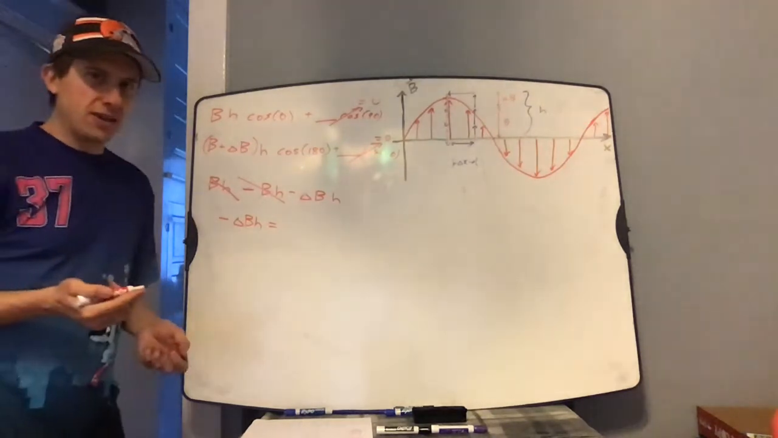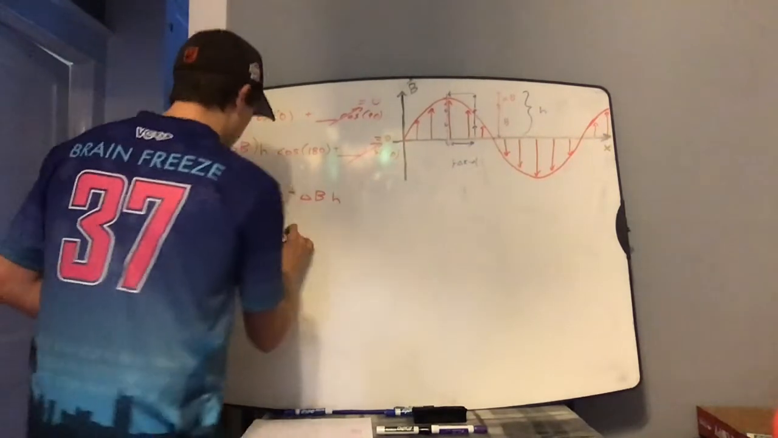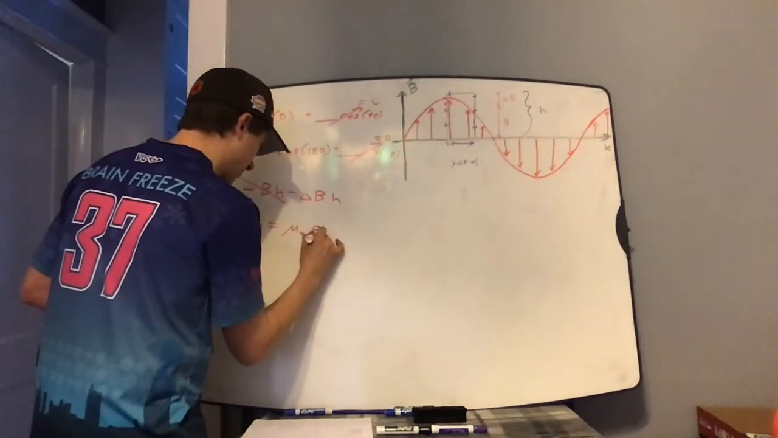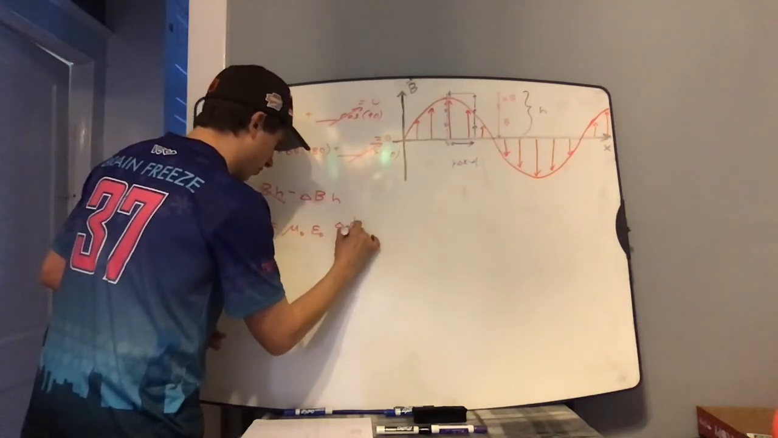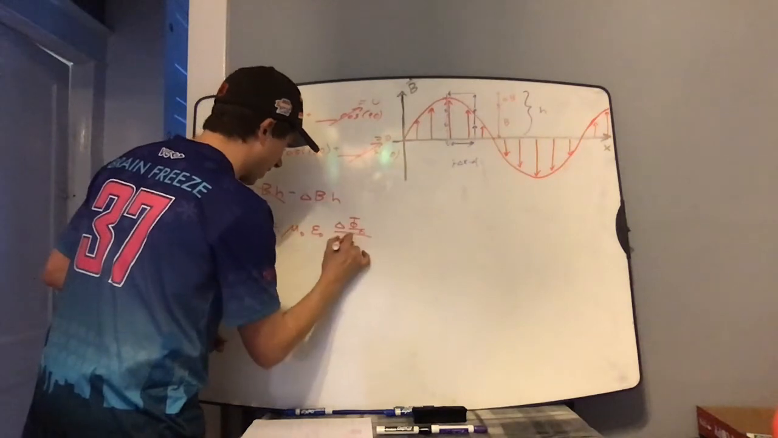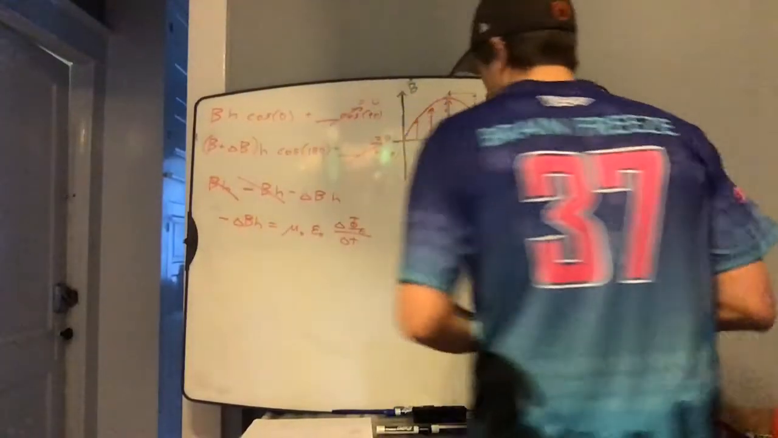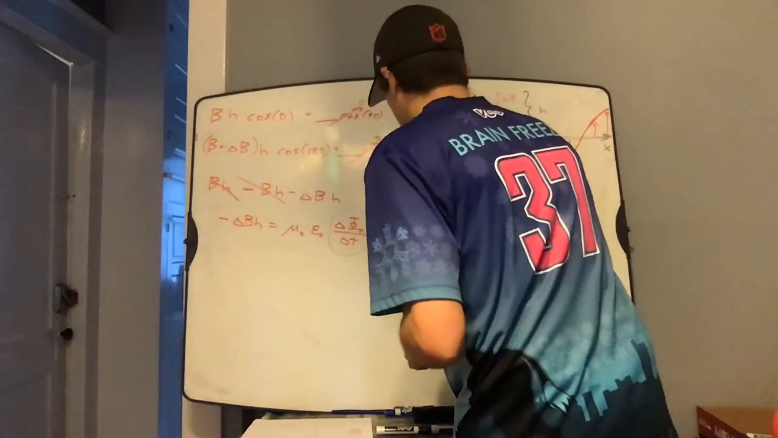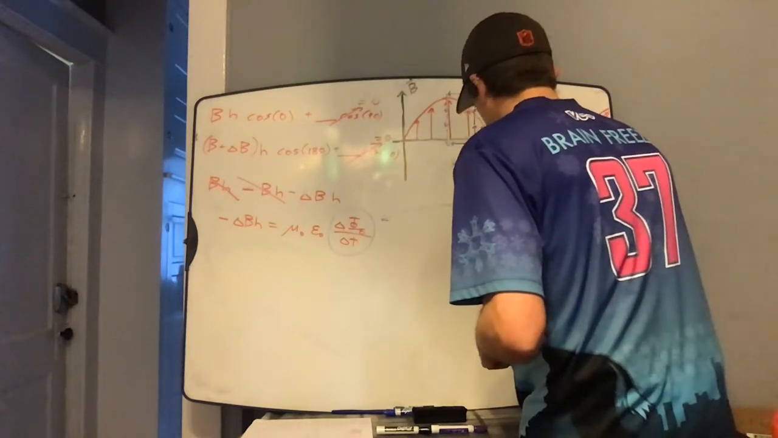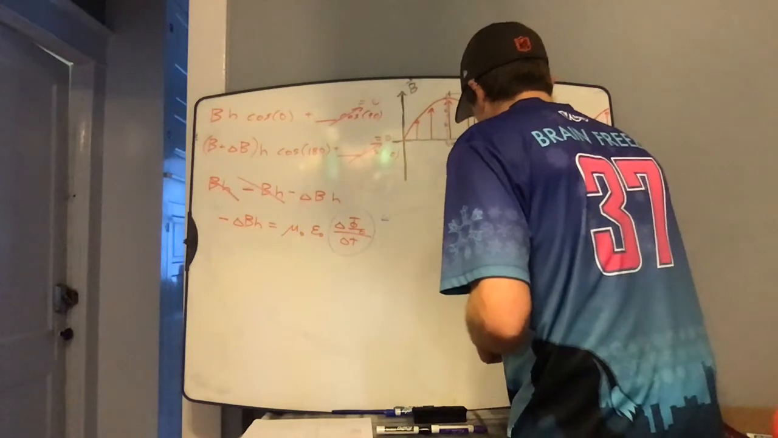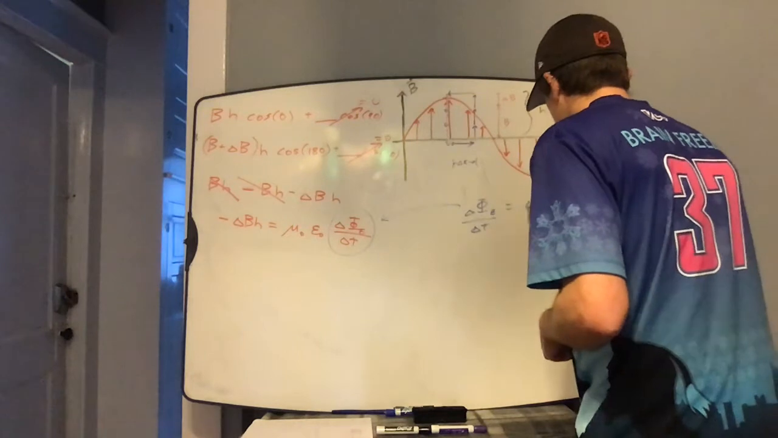Now I'm going to analyze the right-hand side of Ampere's law. So I have this being equal to mu naught epsilon naught times the rate of change of electric flux with respect to time. Now, just like before, this term, the rate of change of electric flux with respect to time, delta phi E over delta t, I could write as delta EA over delta t.